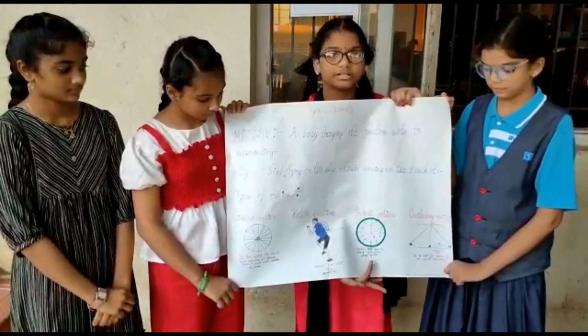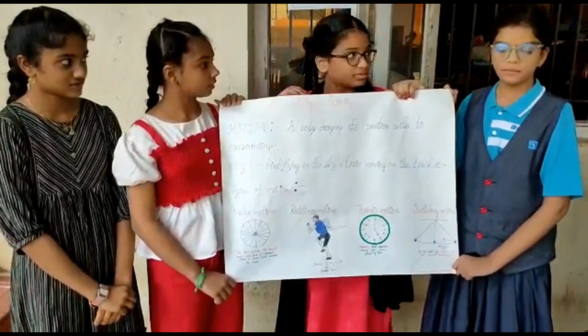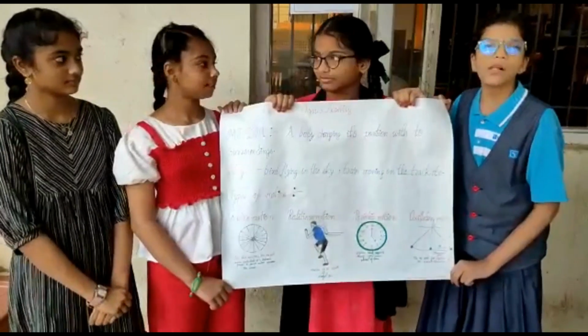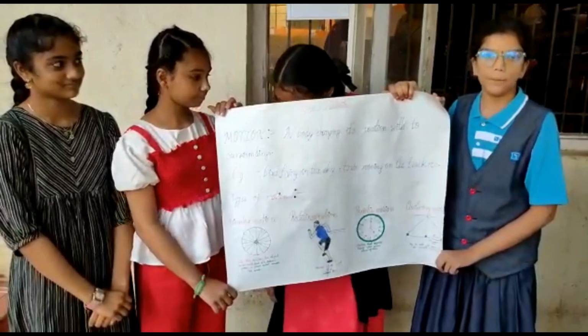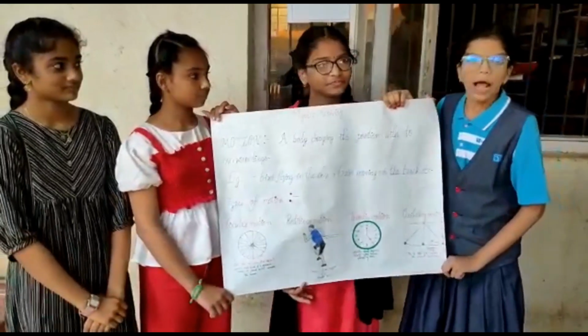Examples: needles of a clock and a child moving on a swing, etc. Oscillatory motion. The to and fro motion of a simple pendulum is called oscillatory motion.